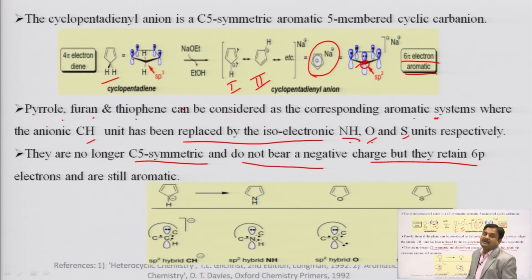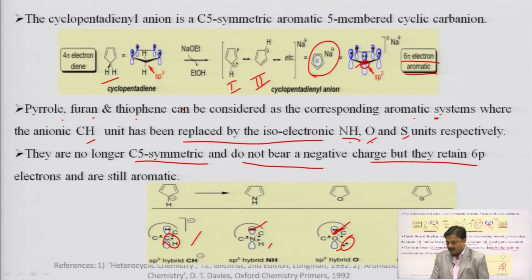You can say lone pairs may be present on that particular heteroatom which you have replaced. So, you can see there, this is the anionic CH in case of cyclopentadienyl anion. When we replace this CH with NH, we are having sp2 hybridized nitrogen, no negative charge, but the lone pair of nitrogen is certainly there. When we replace this CH with O, then again we are getting sp2 hybridized oxygen, no negative charge, but the lone pair of oxygen is also there. This is the lone pair. And again, on replacing this anionic CH with the sulfur, we are getting sp2 hybridized sulfur, again a lone pair is there.